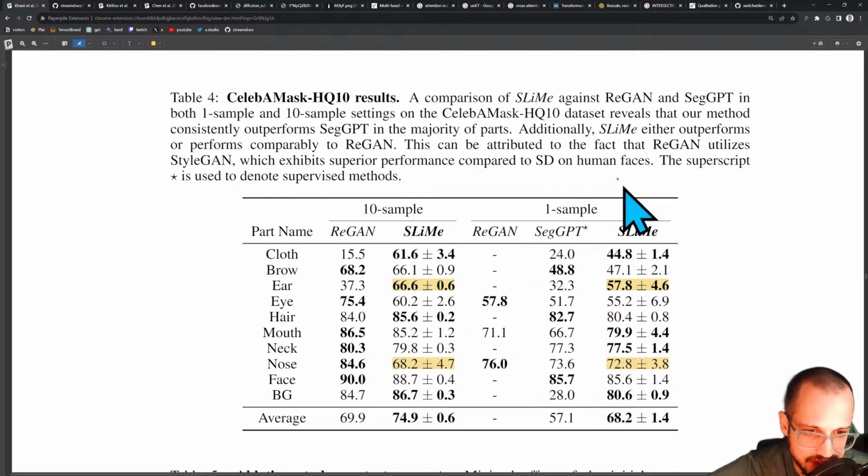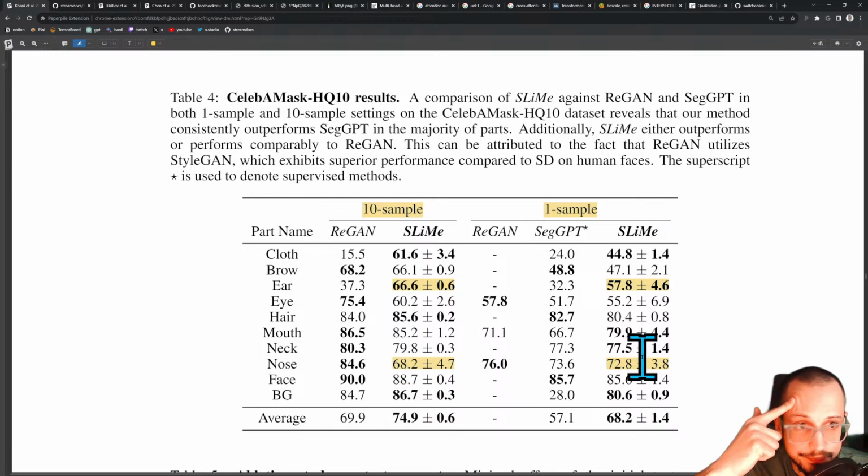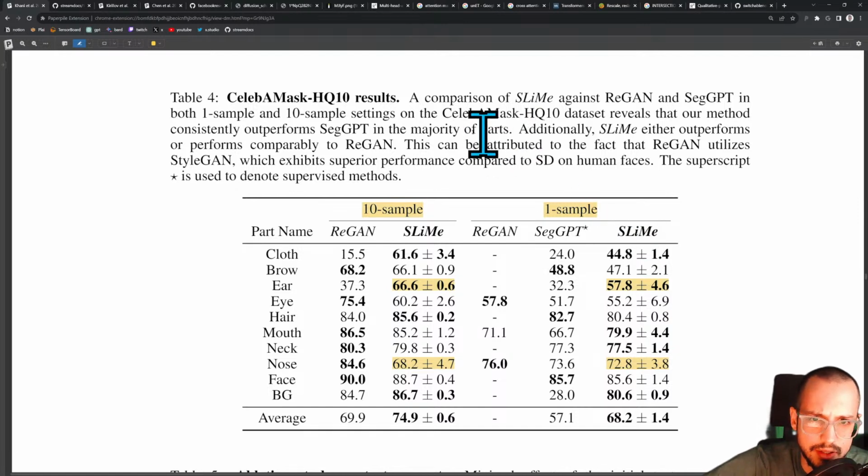What that tells me is that the one example that they fed it was probably good, and then the 10 that they gave it probably were worse. So there's probably a couple examples in this 10 sample that are trash. With the one sample, SLiME says, okay, I know this is a nose. But with the 10 samples, it's like, wait, I don't know what that third image is. This is maybe not a nose. And so that kind of confuses it. I would love to see what the 10 sample versus the 1 sample is, because maybe that's why you see this weirdness where you get worse performance on the 10 sample than the 1 sample. SLiME either outperforms or performs comparably.